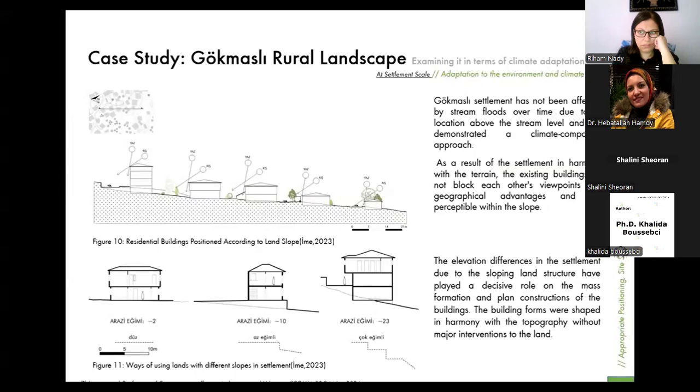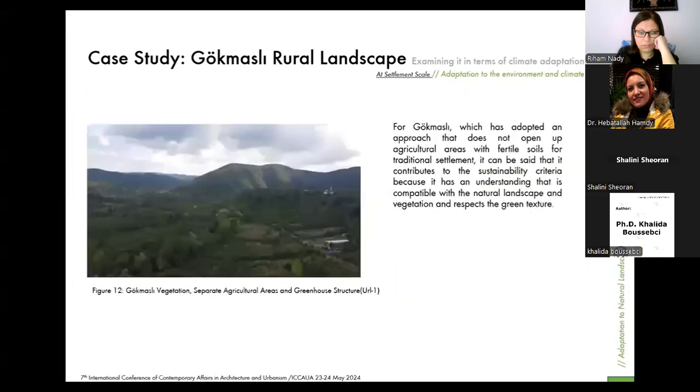The buildings' forms were shaped in harmony with topography without major interventions to the lands. For Gökmense, which has adopted an approach that does not open up agricultural areas with fertile soils for traditional settlements, it can be said that it contributes to the sustainability criteria because it has an understanding that is compatible with the natural landscape and vegetation and respects the green texture.